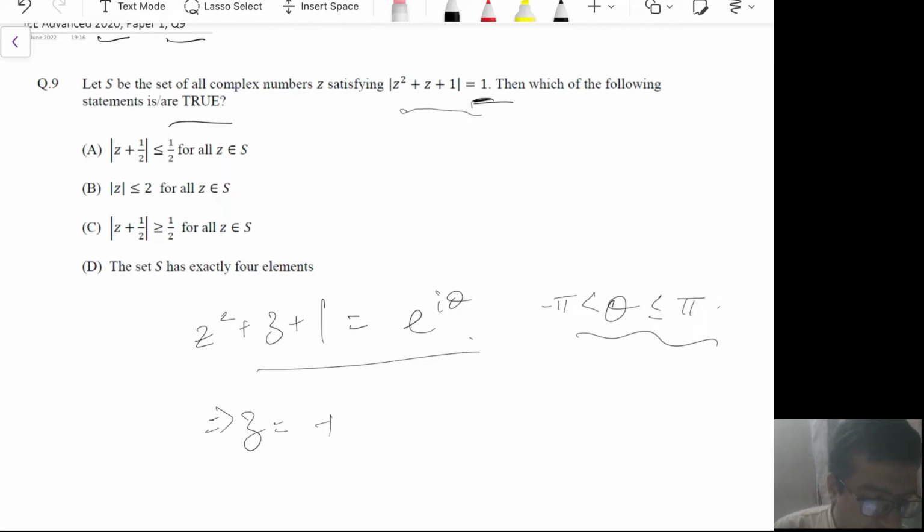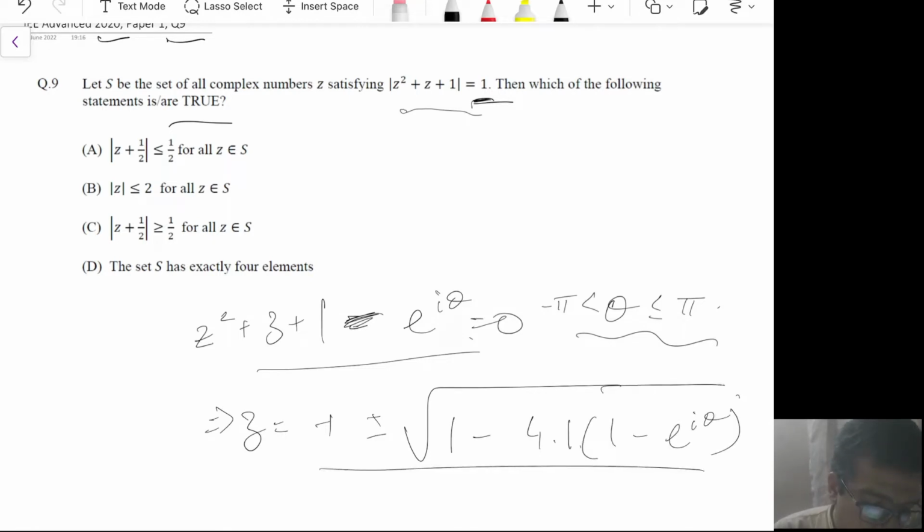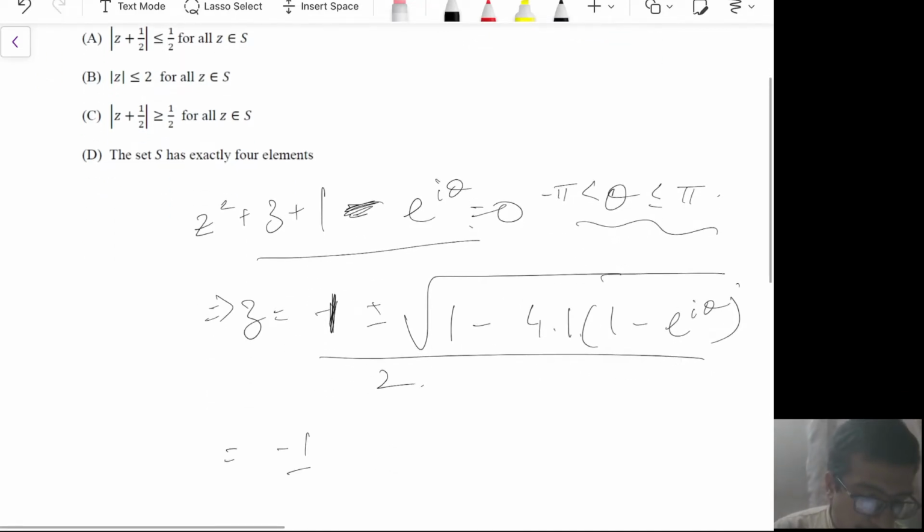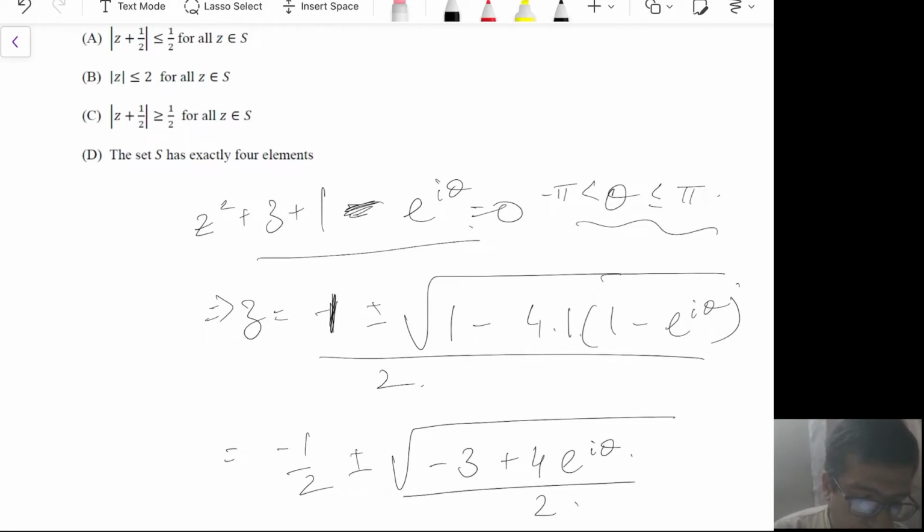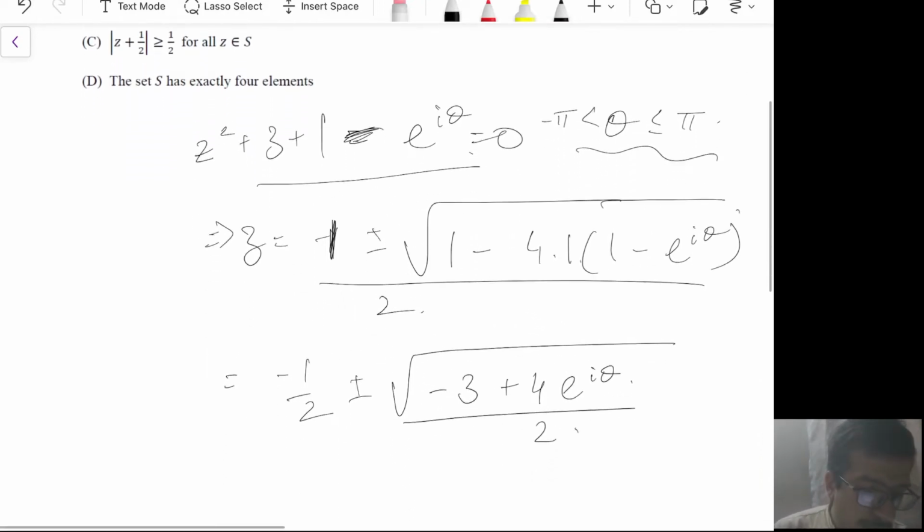So I'll get minus 1 plus minus square root of, okay, so I can take this to the other side. So I have b square minus 4ac over 2a, right? So this is like minus half plus minus half square root of minus 3 plus 4 e to the power iota theta. So the set of these complex numbers are of this form.